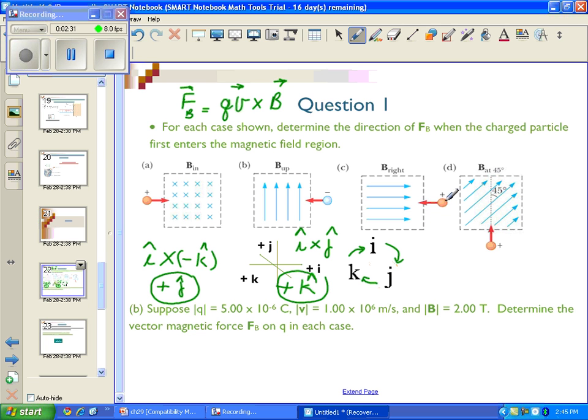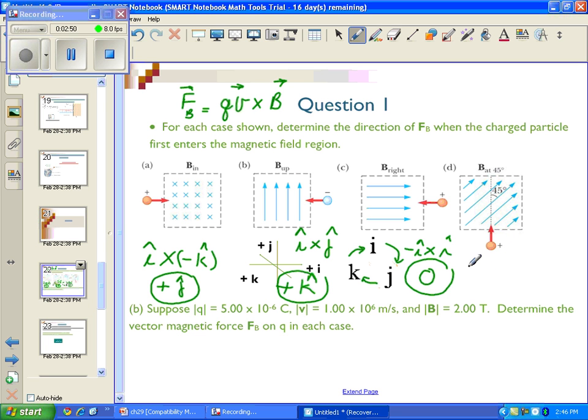Here we have a positive Q along the negative I hat direction. B is along the positive I hat direction, but I hat cross I hat is 0. So there is no magnetic force in this case.